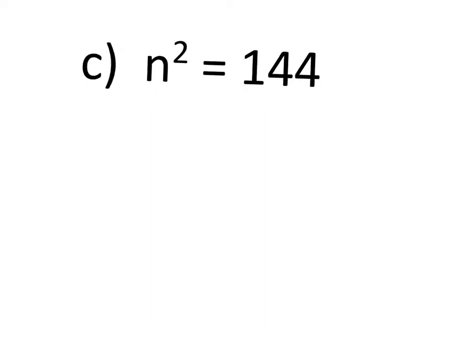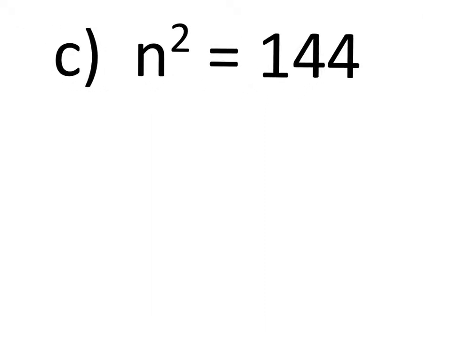Okay, take a second here and try to come up with an answer for C. All right, so on C, you should have square rooted each side. So n equals, and then if you had to type in your calculator, the square root of 144 is 12. So you get plus or minus 12.